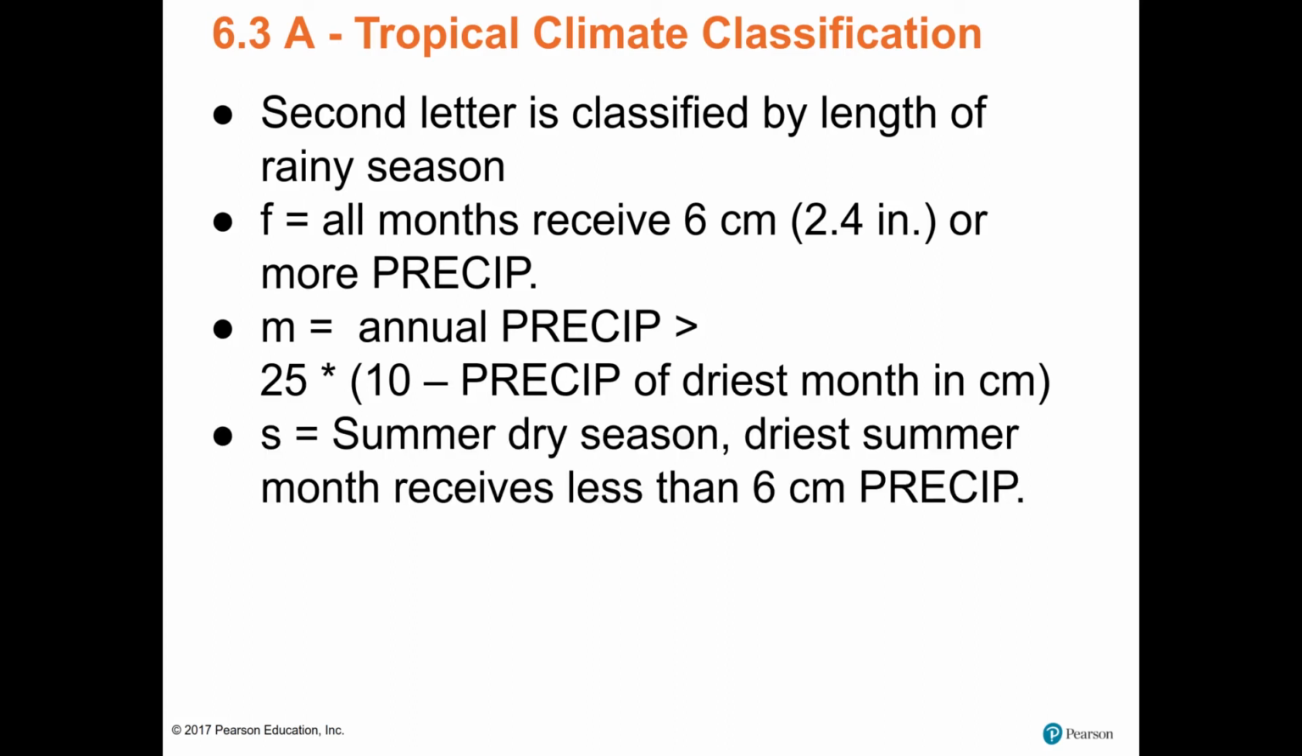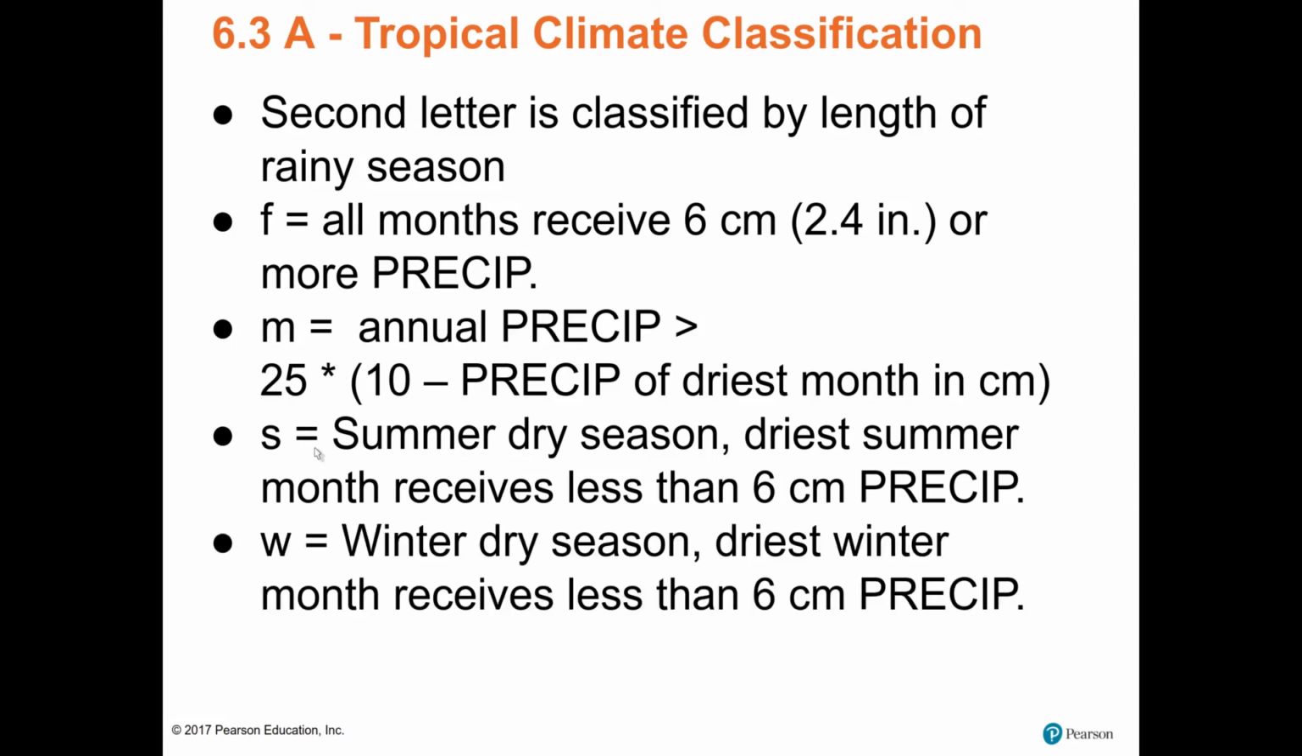Is it a summer dry? If it's summer dry, the driest summer month receives less than 6 centimeters PRECIP. But you can't get to the S until you've evaluated, is it an M climate? So you check to see, is it an F? If it's not an F, you check to see, is it an M? If it's not an M, you check to see, is it an S? If it's not an S, it had better be a W. Winter dry season: the driest winter month receives less than 6 centimeters PRECIP.